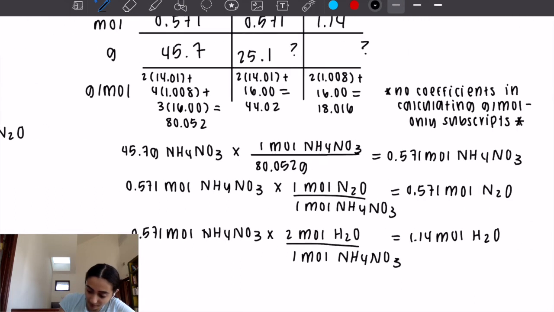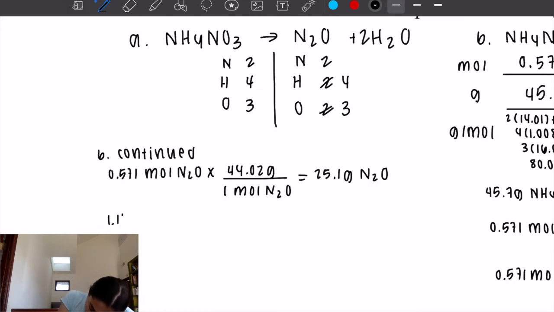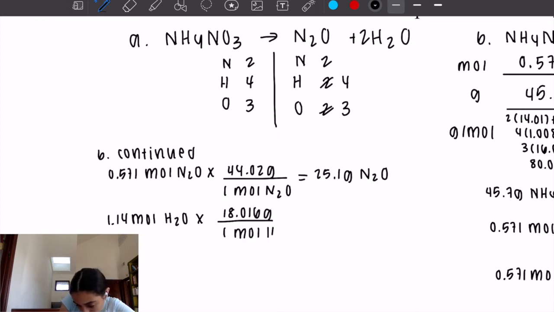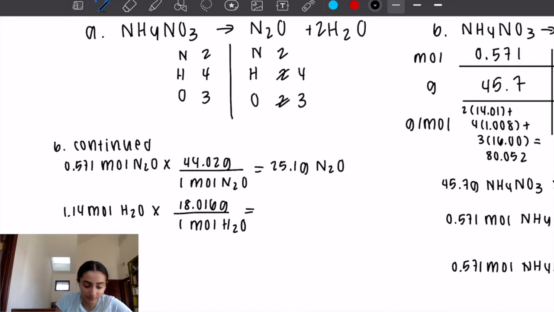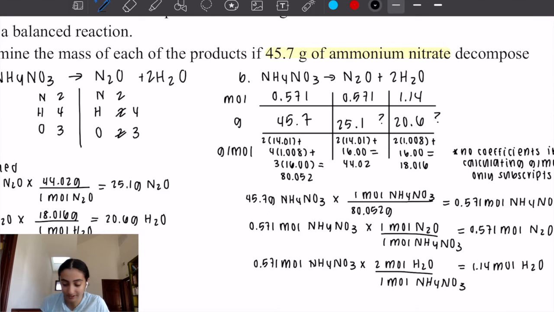Now let's calculate the mass of H2O. So we have 1.14 moles H2O times 18.016 grams over 1 mole H2O, and I'm going to get 20.6. Okay, so now we have completed this problem.